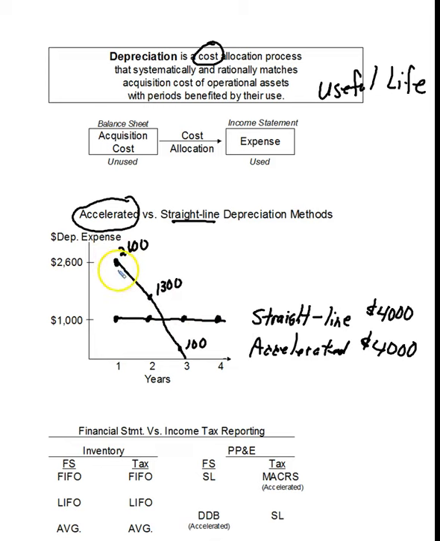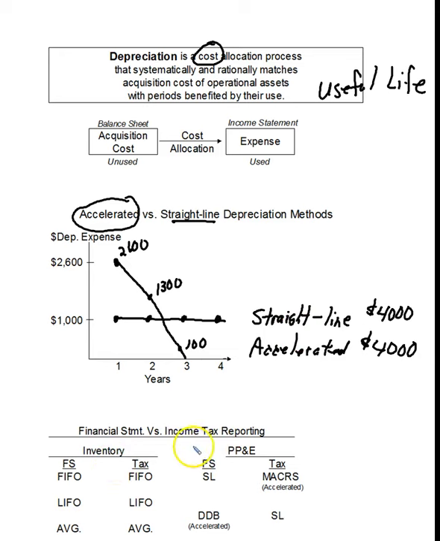One of the reasonings for an accelerated method is the theory that we actually use the asset more early on in its life, and we get less use out of equipment later on in its life. So it does have a theoretical basis for it. Now, one of the things about accelerated versus straight line method has to do with income tax.